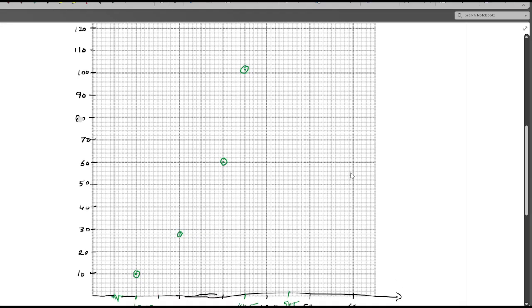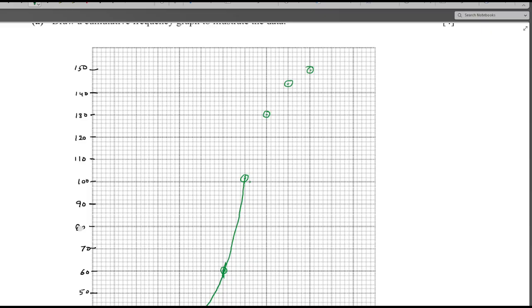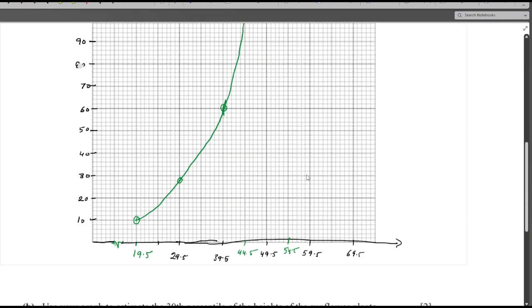Now you have to join them with a smooth curve. So from here I will start. I will go like this, and from here it will continue smoothly. It will go like this, and then from here it goes like this. Okay, perfect.